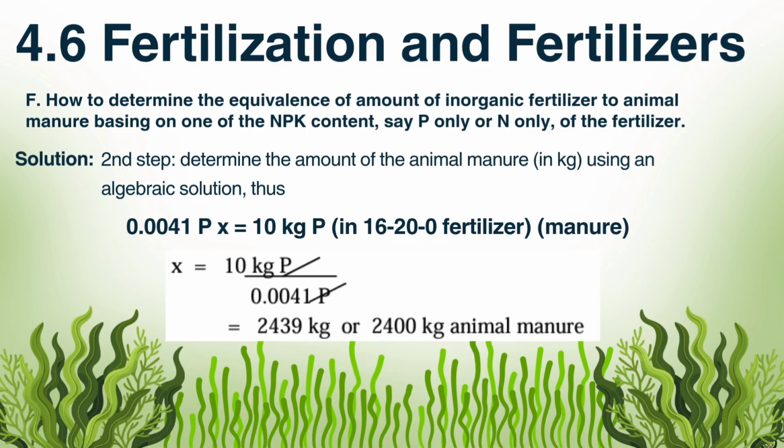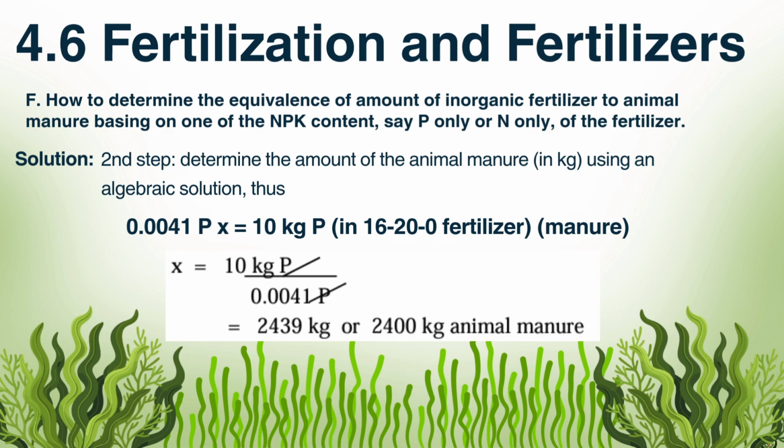So for the second step, we need to determine the amount of the animal manure in kilogram using an algebraic solution. So we take the 0.41% phosphorus na nandoon sa problem and we convert it into decimal. So 0.0041 x equals 10 kilogram P in 1620 zero fertilizer.